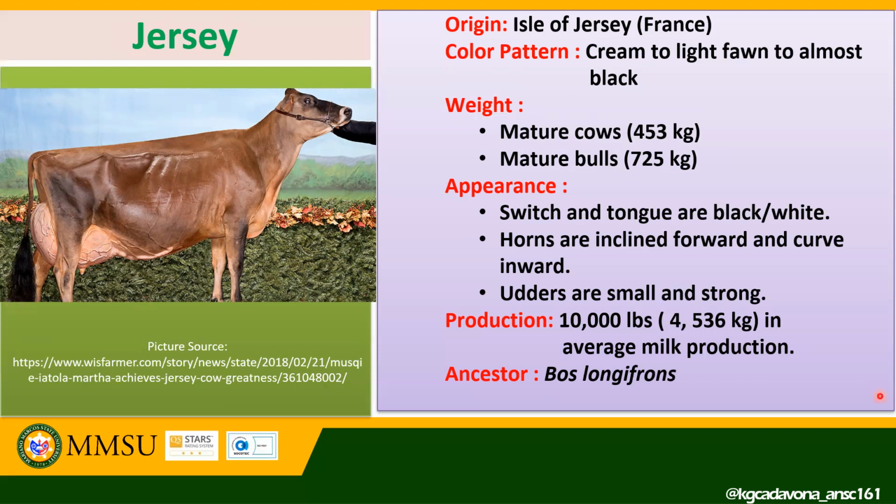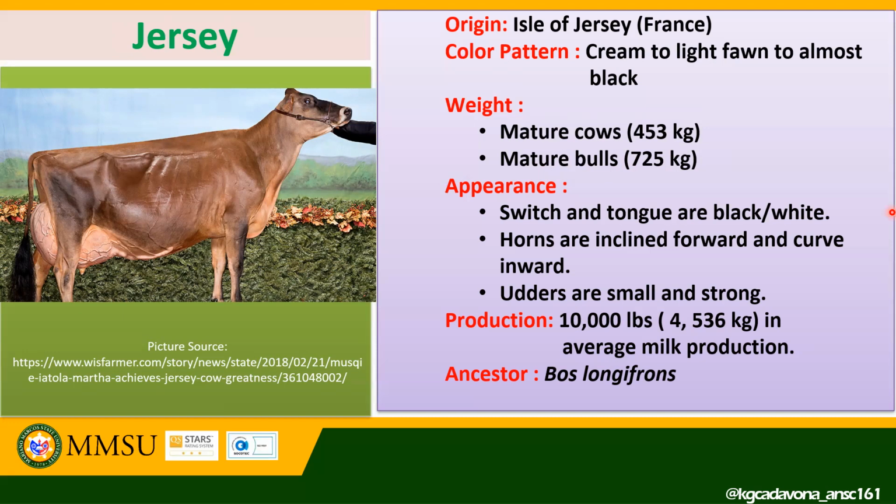And another one, if yung Holstein kanina is the largest dairy cattle breed, the Jersey is considered to be the smallest naman. Okay? So for its weight, a mature cow weighs about 1,000 pounds or about 453 kilogram, and mature bull weighs around 725 kilogram.